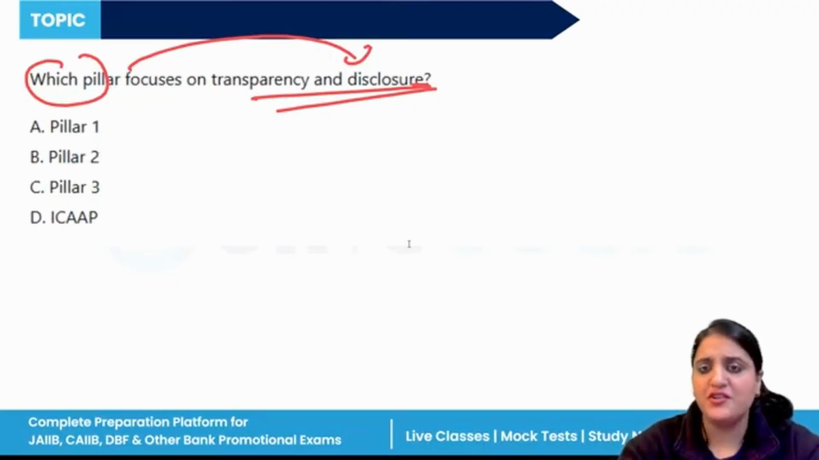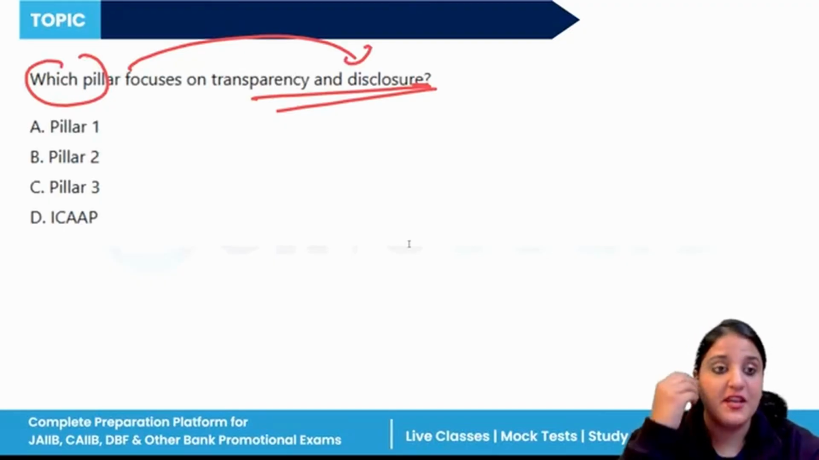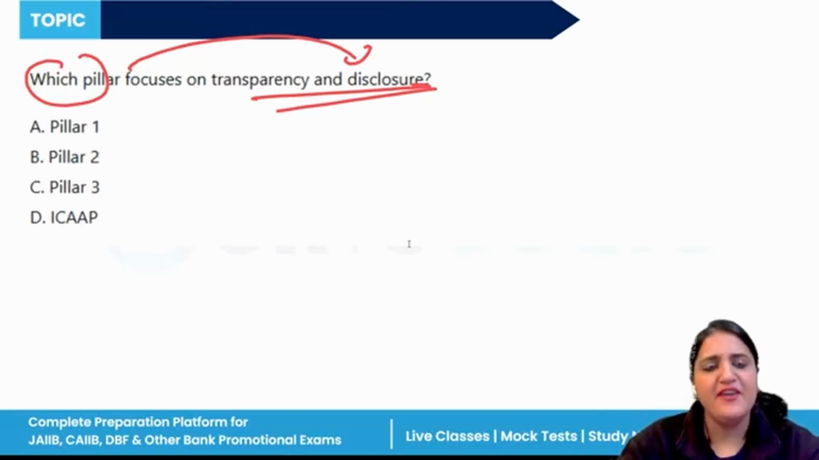Suppose a depositor wants to open fixed deposit in your bank. He check capital ratio, NPA levels, risk exposures, financial disclosures. If bank hides information, confidence falls. So Basel introduced pillar 3 that is called market discipline. Pillar 3 promises what? Transparency, disclosure, market confidence.